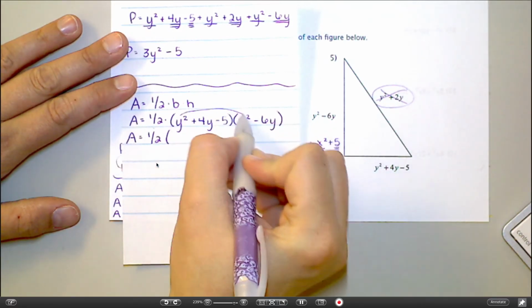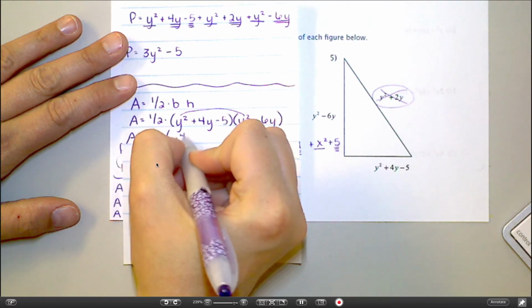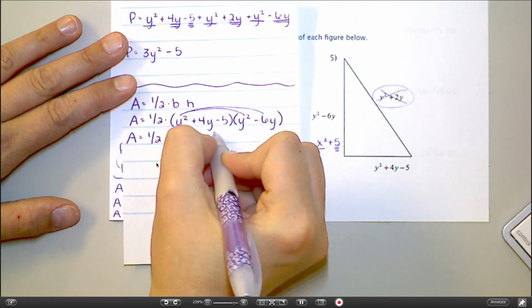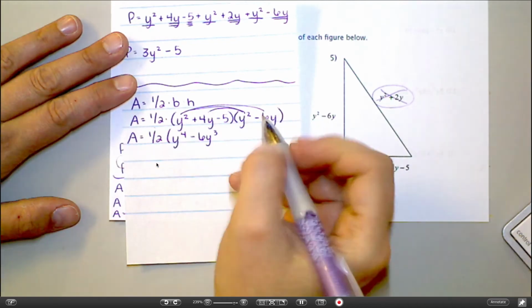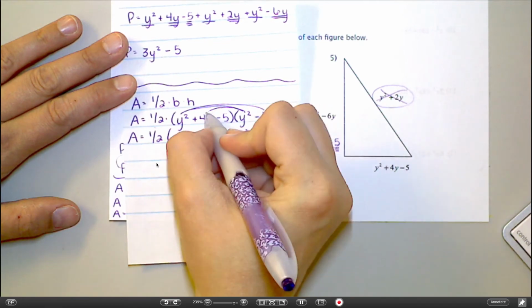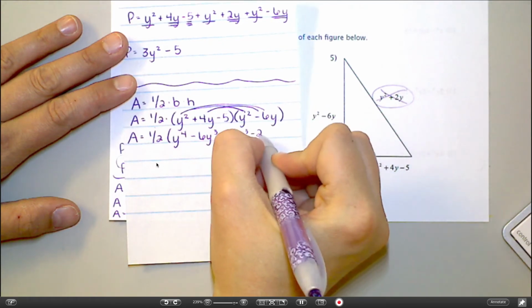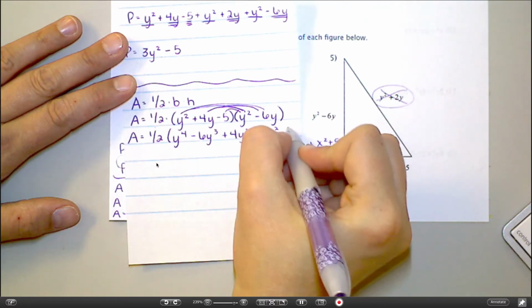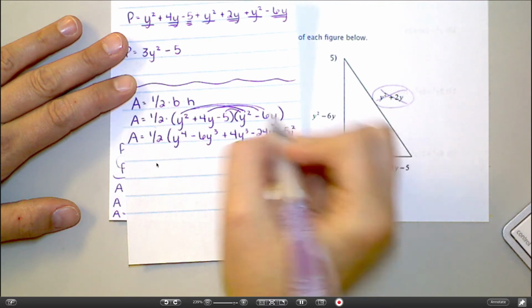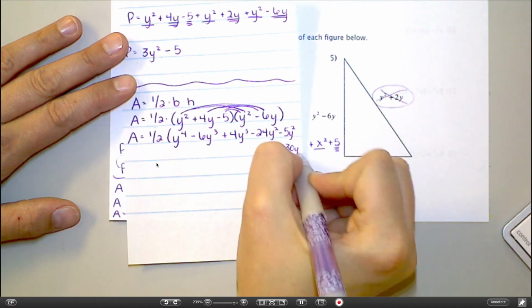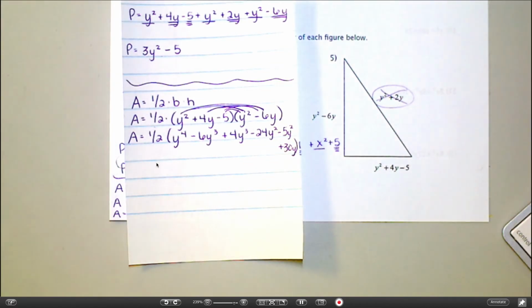So y squared times y squared is y to the 4th. Y squared times negative 6y is negative 6y to the 3rd. 4y times y squared is 4y to the 3rd. 4y times negative 6y is negative 24y squared. Negative 5 times y squared is negative 5y squared. And negative 5 times negative 6y is positive 30y. Okay. I'm going to go ahead and simplify that inside there.